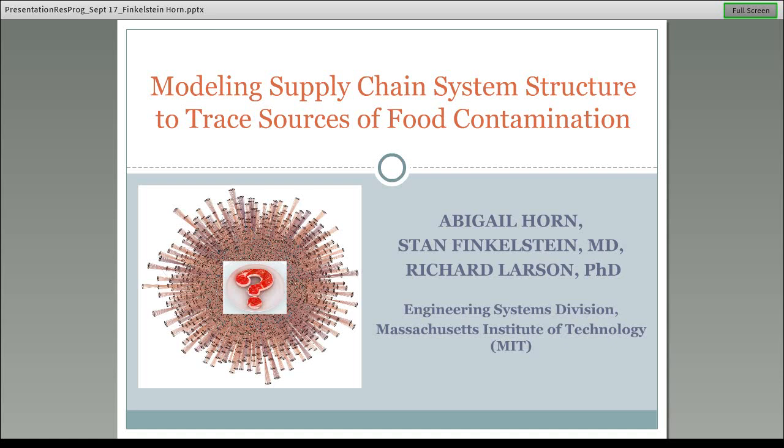We'll be talking about our project. The title of our project is Modeling Supply Chain Structure to Trace Sources of Food Contamination. And let me just say that this is in the event of large-scale, multi-state outbreaks of foodborne disease. So really what this means is that we're developing a set of procedures to identify the source of these large-scale outbreaks, and to do so much more quickly and more effectively than is currently done today, taking into consideration the FDA's extremely limited resources.